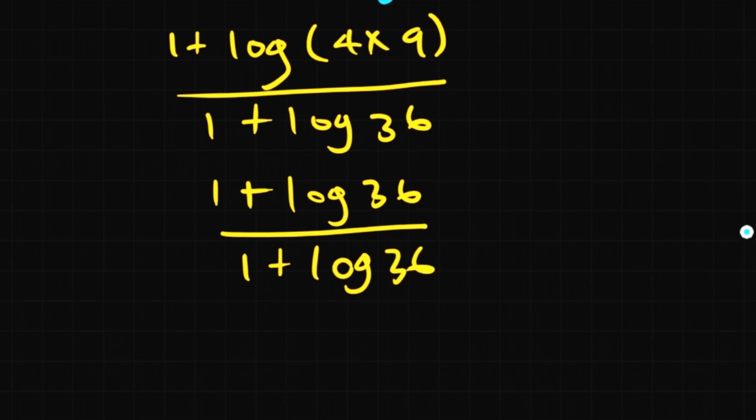As you can see, we have 1 plus log of 36 and 1 plus log of 36, which will just cancel so that you have the answer as 1.